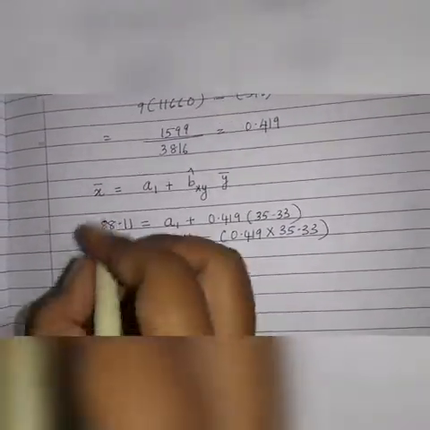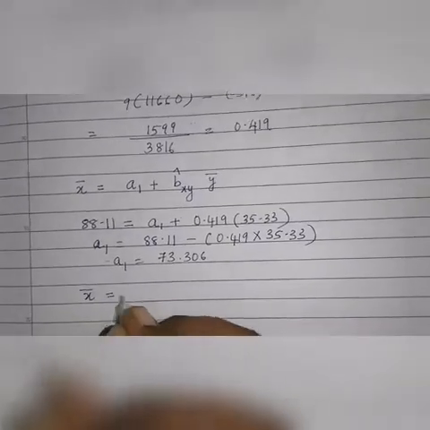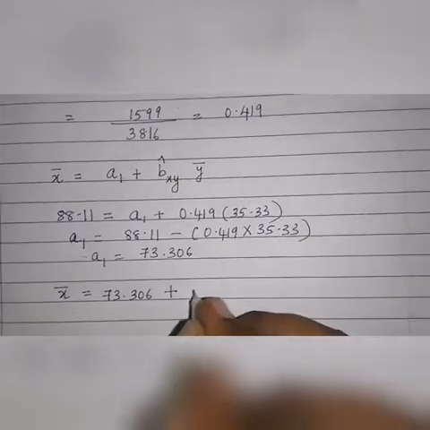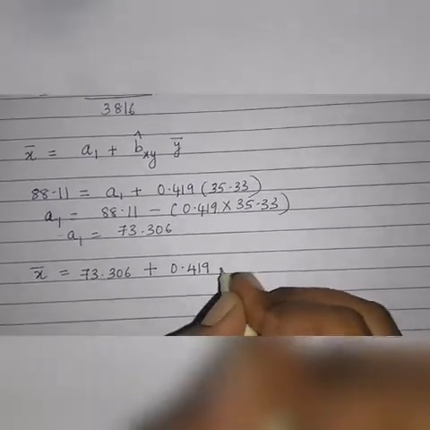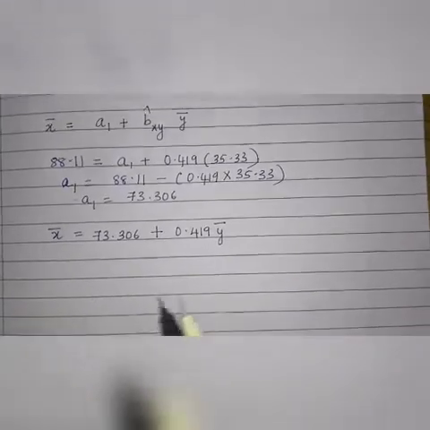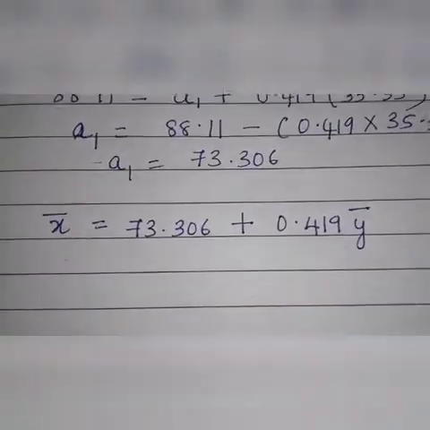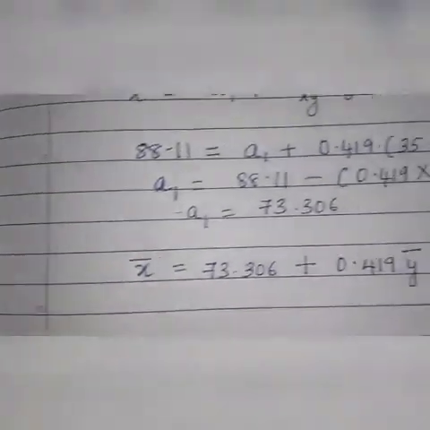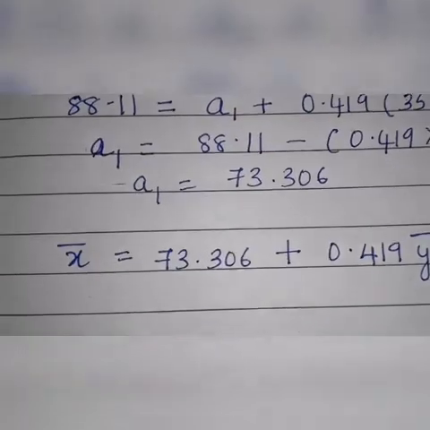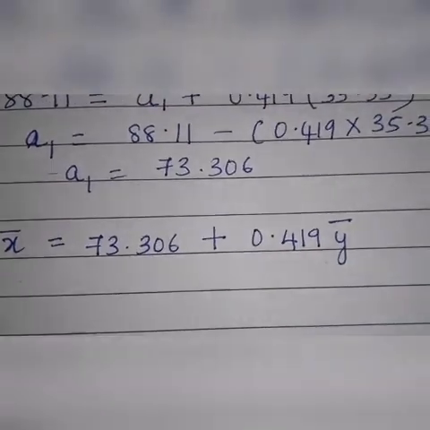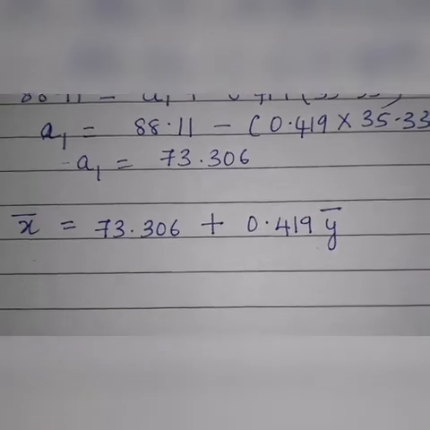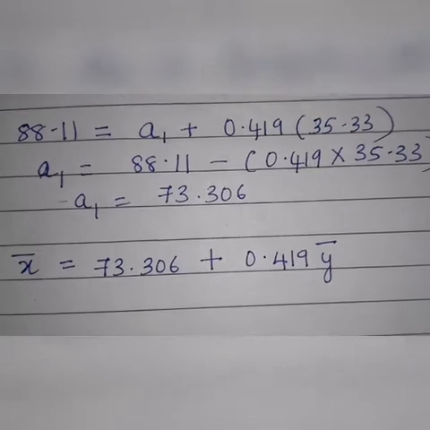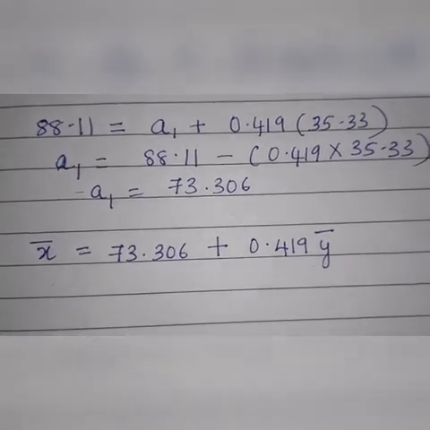So now let us substitute the values. X bar is equal to 73.306 plus 0.419 into y bar. So this is x on y. So we got two equations of line based on the variables x and y. You have to remember the formula from the exam point of view. That would be helpful. And we will see another example in the next session, and also the properties of regression coefficient.